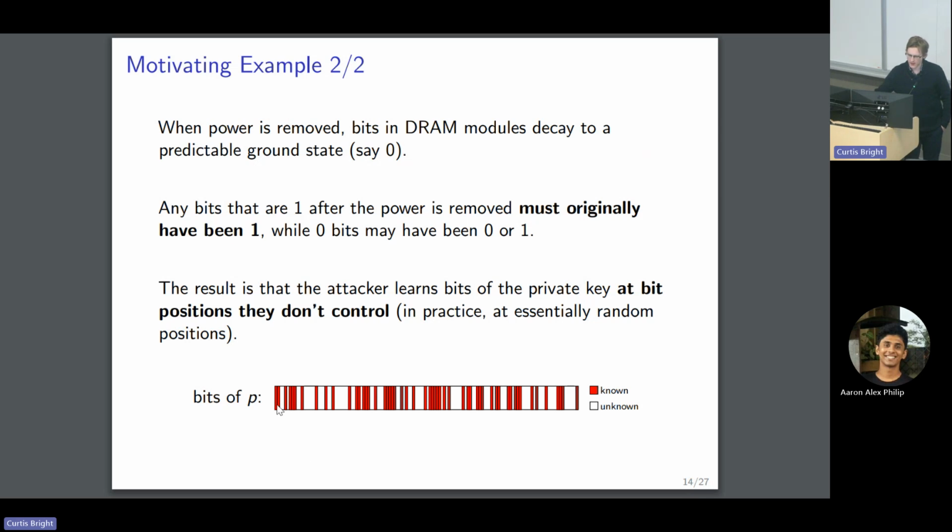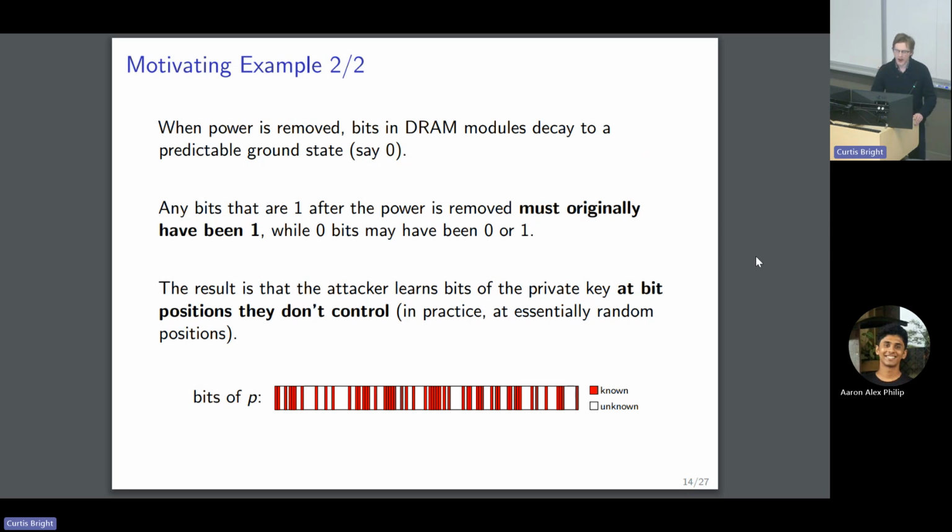So here's a schematic. The red bits here are the bits of P. At random positions, we've learned known bits of P, right? The red bits are ones that we know will be a one. So the white bits might be zero or might be one. We maybe know some probability, but we'll say they're unknown. But for sure, we know the red bits here, right? And the point is they are at random bit positions.